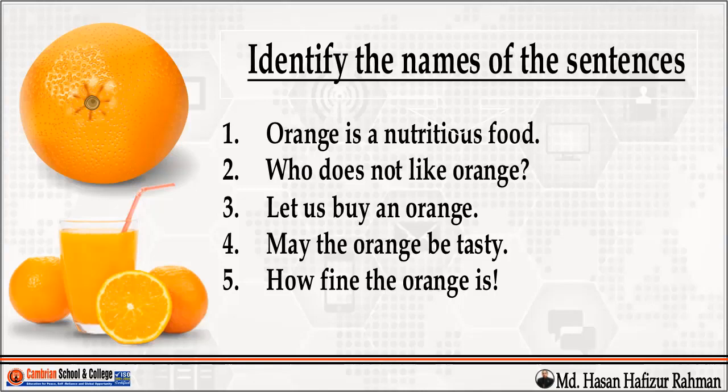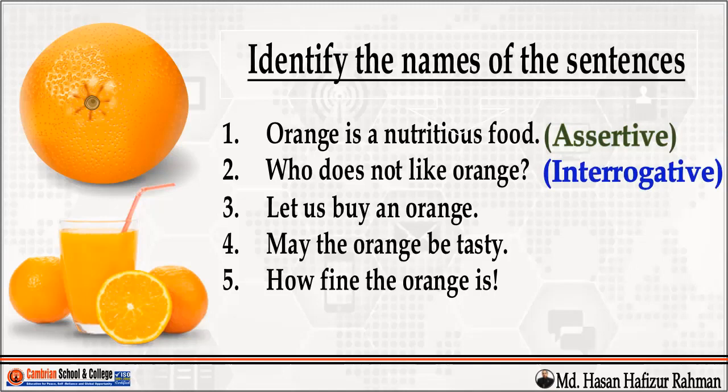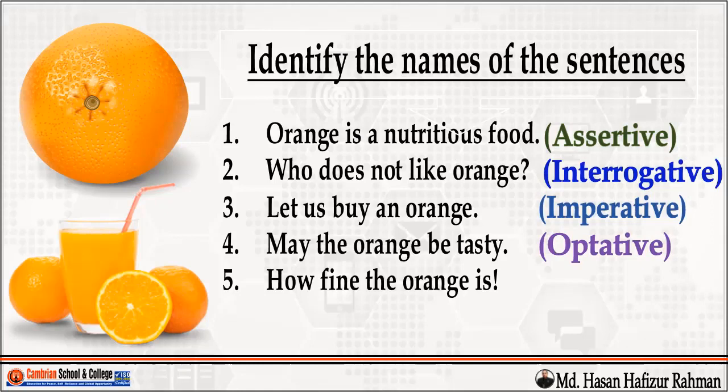Identify the names of the sentences. You have to tell what is the name of the sentence. First of all, orange is a nutritious food. It is an assertive sentence. Who does not like orange? Interrogative. Let's buy an orange. Imperative. May the orange be tasty. Optative. How fine the orange is. It is exclamatory.